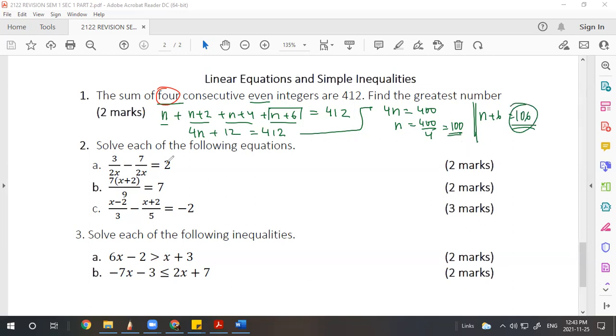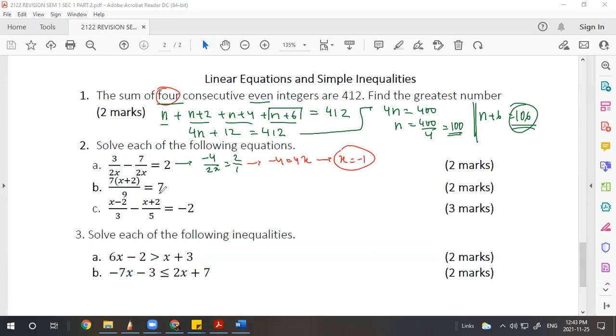And then solve. Oh, question A is easy. And the denominator is already the same. So we can say negative 4 over 2x equals 2, right? And then since it equals 2, let's make it over 1 so we can cross multiply. Negative 4 equals 4x. So x equals negative 1, negative 4 divided by 4.